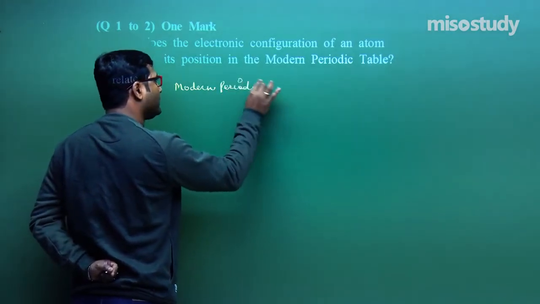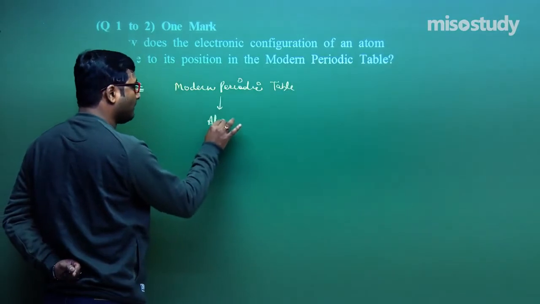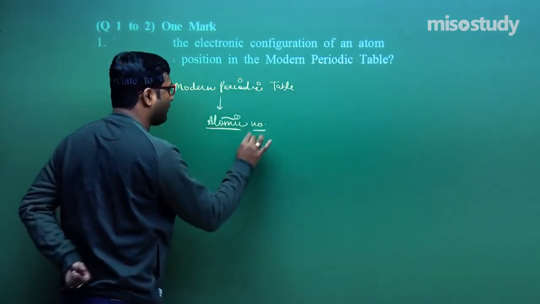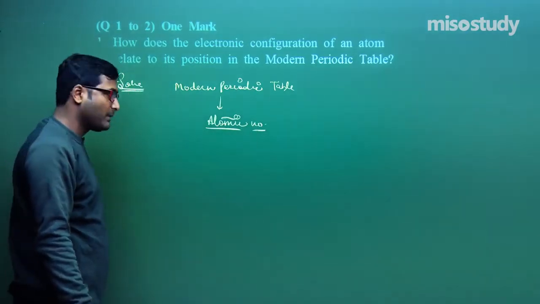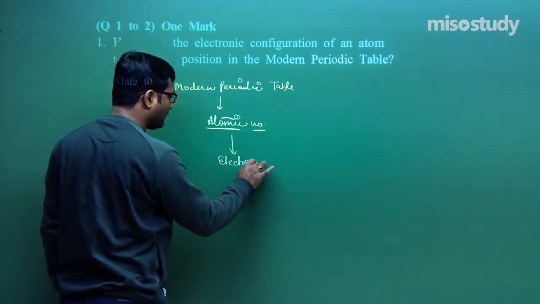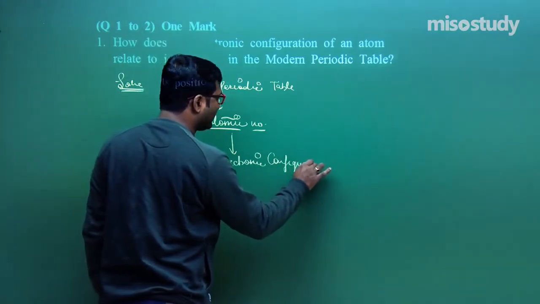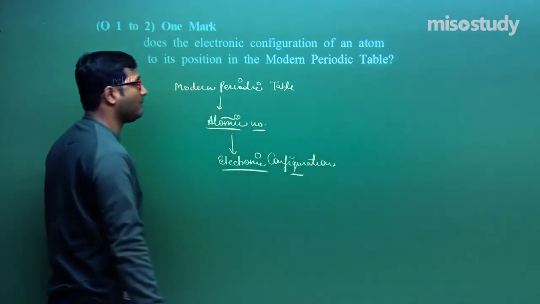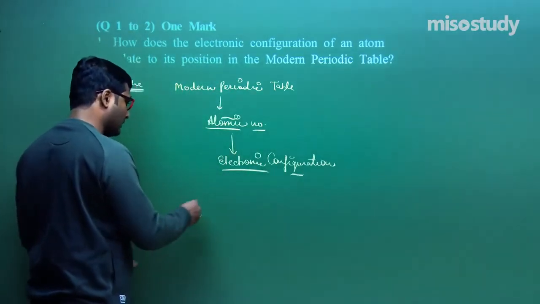Modern periodic table is based on atomic number, and as we know, atomic number is the number of protons. If the atom is neutral, then the number of protons equals the number of electrons, which ultimately leads to the electronic configuration. And in the modern periodic table, the atoms are arranged in order of their increasing atomic number. Clear? Now, similar electronic configuration.